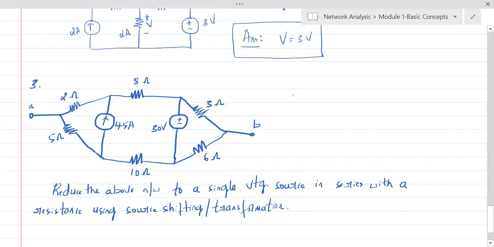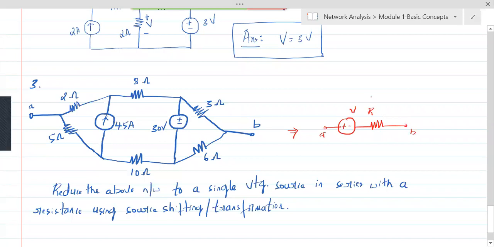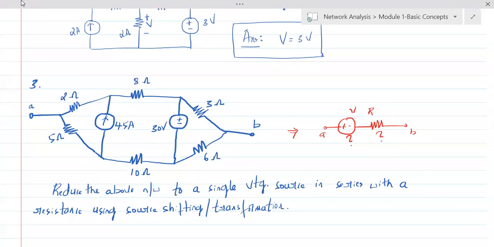What they're asking us is, you have to reduce this to a voltage source in series with a resistor. So this is what they're asking us to do. Fine. So what is this and what is this is what they're asking. Let's do that now.